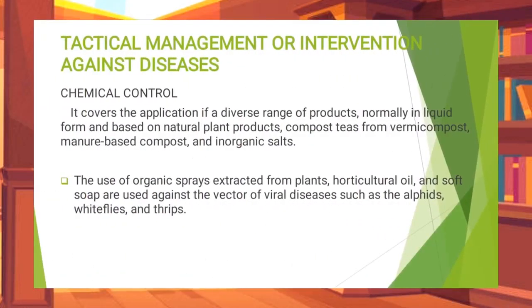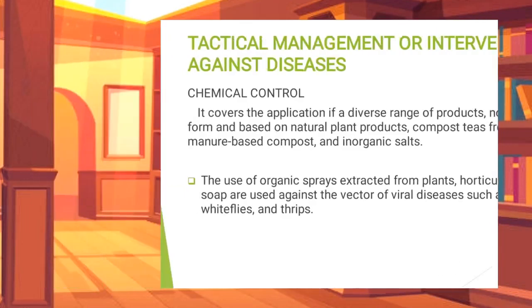So, chemical control. It covers the application of a diverse range of products, normally in liquid form and based on natural plant products, compost teas from vermicompost, manure-based compost, and inorganic salt. So the use of organic sprays extracted from plants, horticultural oil, and soft soap are used against the vector of viral diseases such as aphids, whiteflies, and thrips.